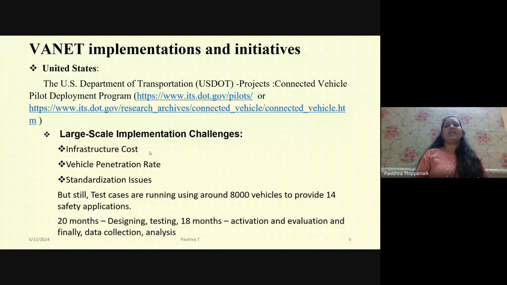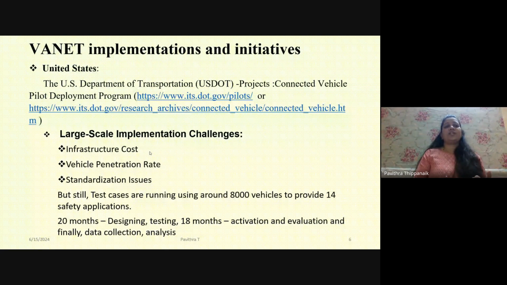And secondly, vehicle penetration rate. As we know, our vehicles till now are not equipped with OBUs. So just by deploying RSUs, it is not possible for us to completely implement VANET. We need vehicles that are capable of transmitting and receiving data. That is, they should be capable of acting as a communication node. So without a vehicle having an OBU, it is not possible to deploy the entire VANET.